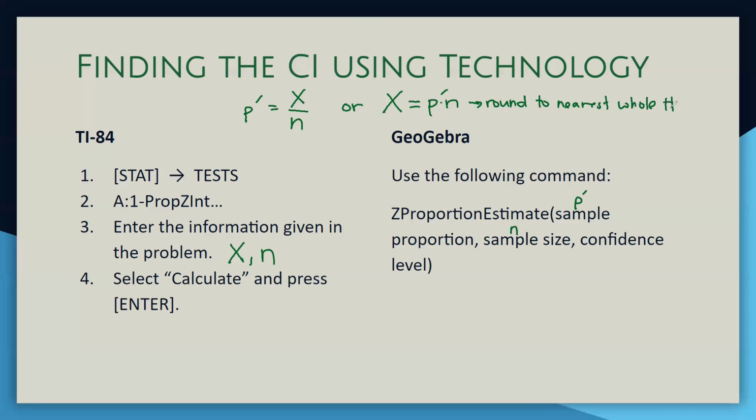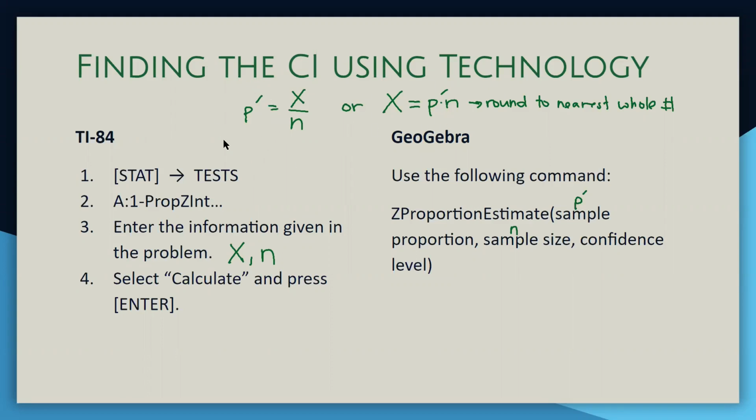If you do not, the TI-84 is going to throw an error at you. Because x represents the number of objects in the sample that have a specific characteristic. You can't have part of an object, right? If we're talking about people in a sample that have blue eyes, it's 5 people or 6 people, not 5.5 people. So you need to round this to the nearest whole number before you enter it in your calculator.